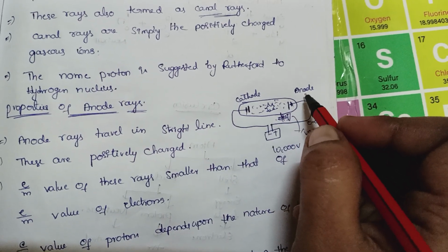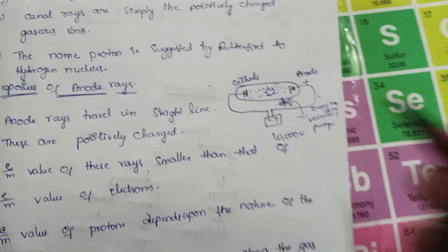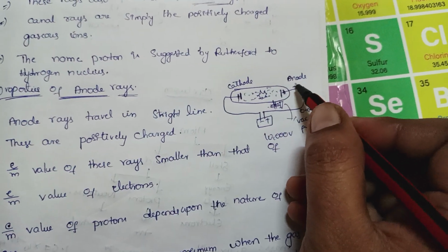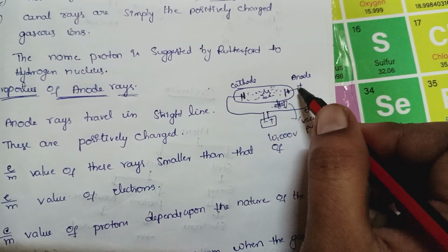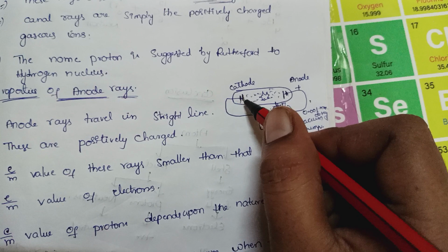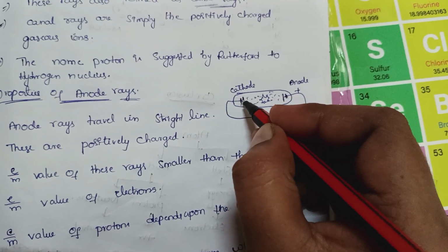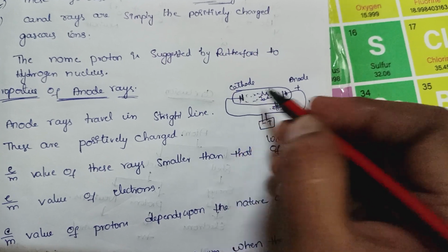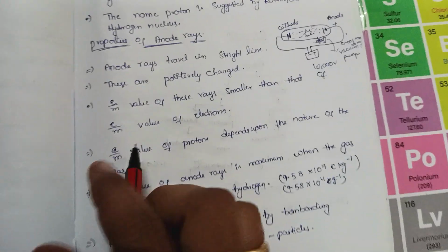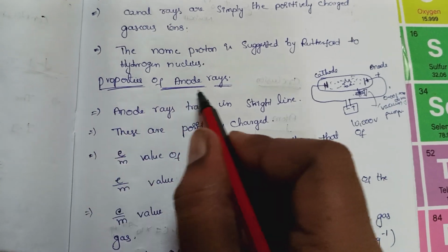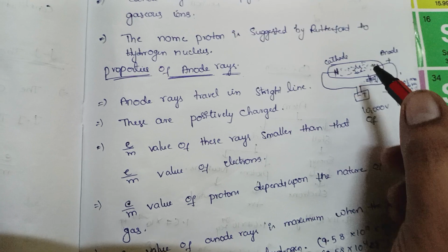So the anode rays have positive charge because they are moving towards the cathode. Whenever anode rays hit the cathode, some light will be generated due to a fluorescent material placed behind the cathode. Properties of anode rays: anode rays travel in a straight line.